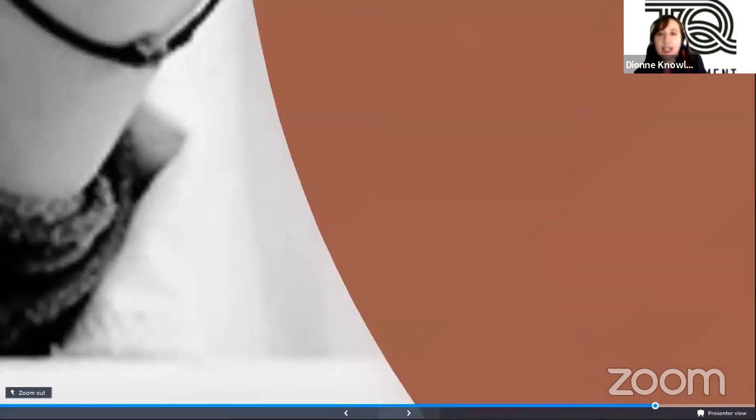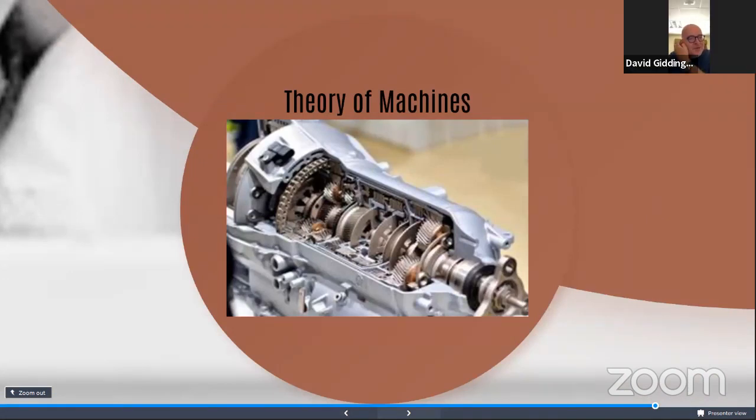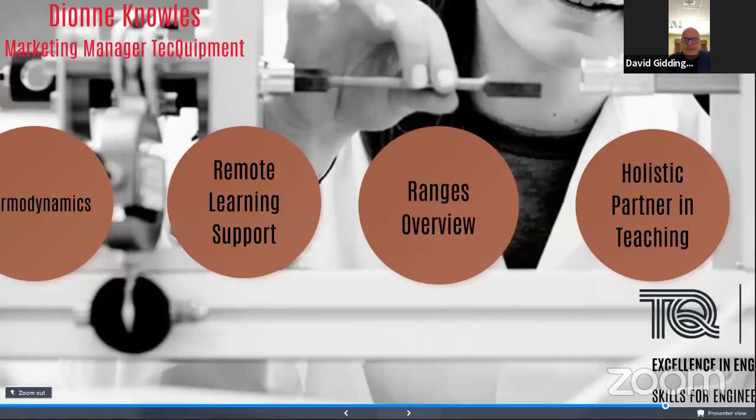Theory of machines, which you also really like, don't you, Dave? Yeah, we've done theory of machines just quite recently. So this can cover gears, cams, vibrations, whirling of shafts, a whole plethora of subject areas that can just be seen in that gearbox there. It's a very relevant subject area in engineering.